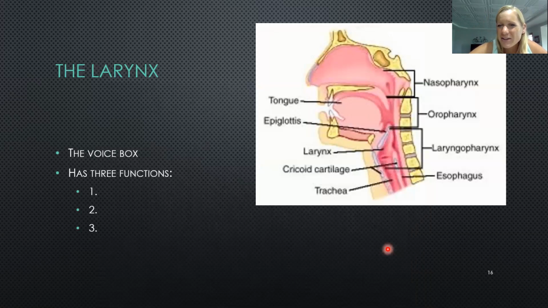All right, so now we're on to the larynx, also known as the voice box. And this, you can see, is located here, just underneath the oral cavity, but above the trachea and esophagus. It has three functions. It's going to produce vocalizations, which allows us to talk. Number two, it provides an open airway, and it acts as a switching mechanism to route food and air to the appropriate tubes.